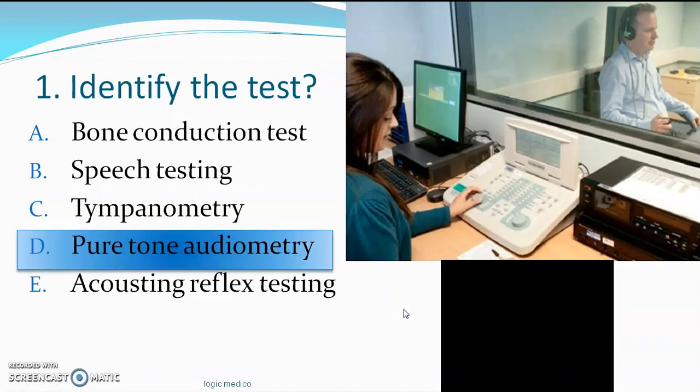Time is up. Answer is pure tone audiometry. So this is pure tone audiometry, where the person is in an airtight chamber wherein all the external noises are avoided, and is wearing a headphone through which the pure tone is given by the audiologist. They are specialized in this.